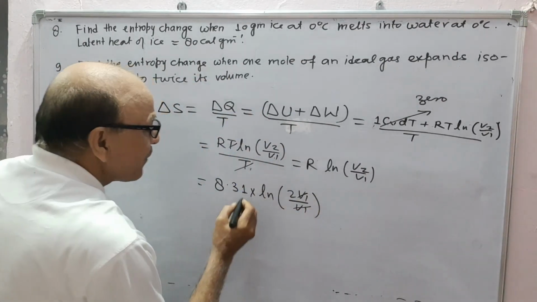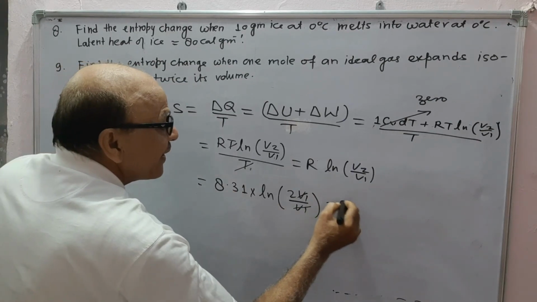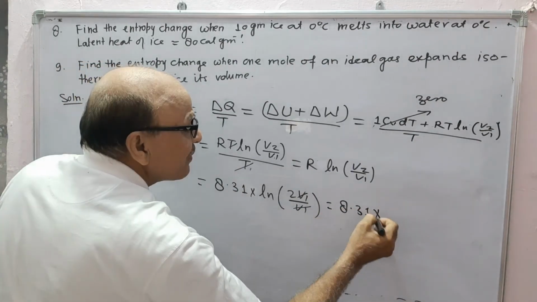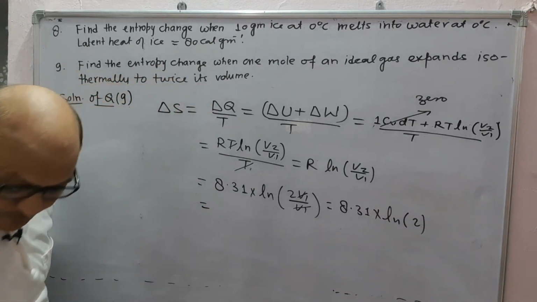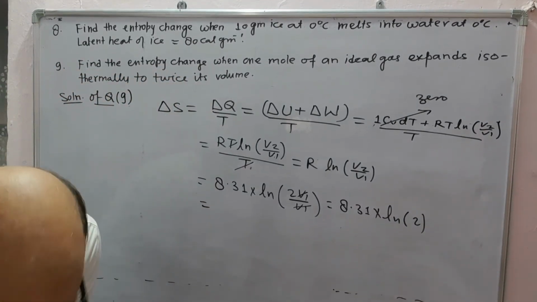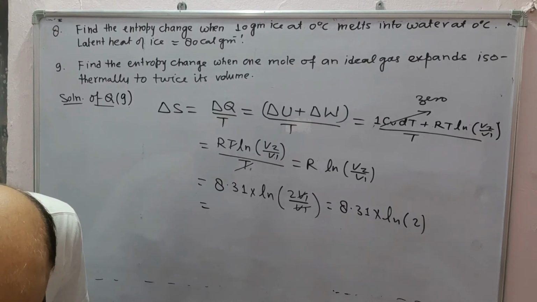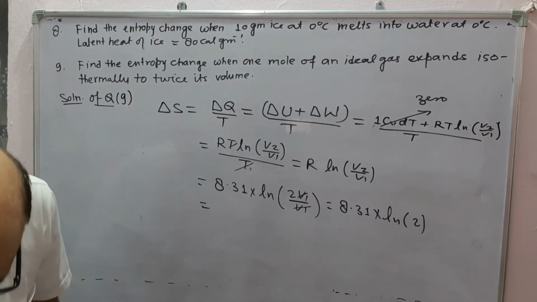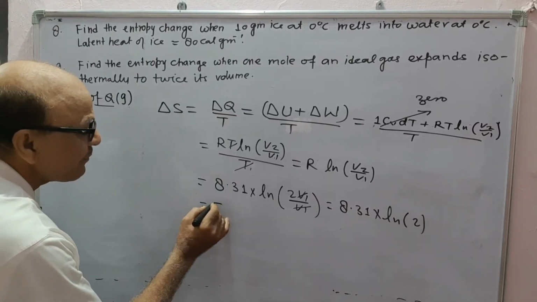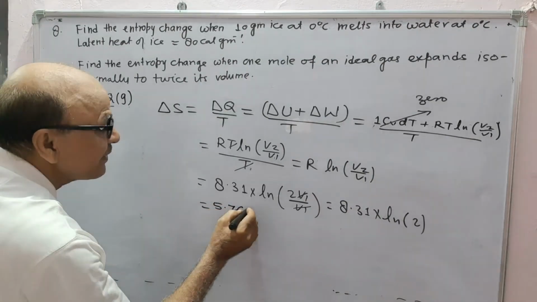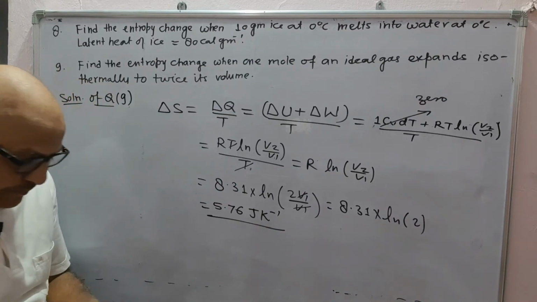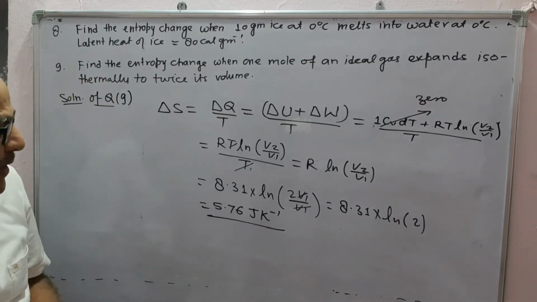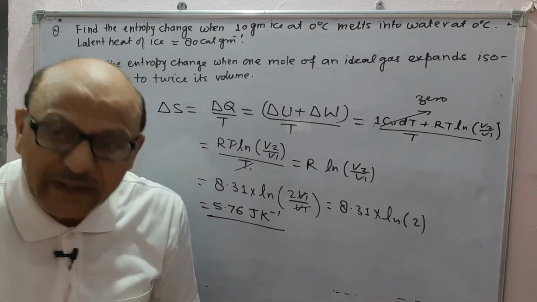This is ln 2, so 8.31 into ln 2, which gives 5.76 joule per Kelvin. So, the entropy change will be 5.76 joule per Kelvin.